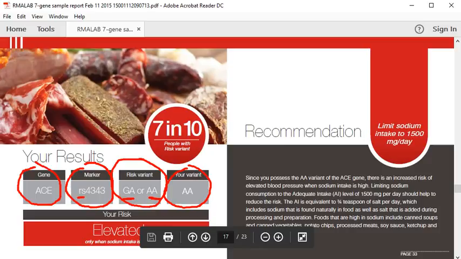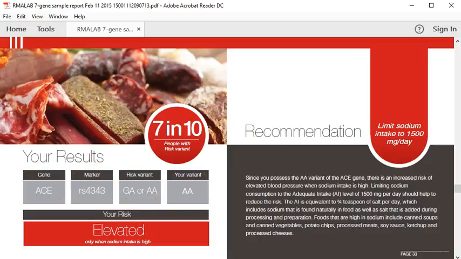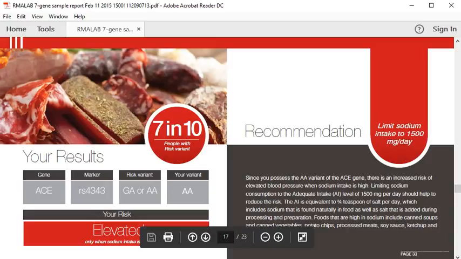So this person's variant is AA, so they do have an increased risk and should limit their sodium. This is one of those examples where it's helpful to consider that their risk is elevated. Their risk for high blood pressure is elevated only when sodium intake is high. So again, thinking about terminology with nutritional genomics, it's the interaction of sodium with their genes, based on their genotype, to affect a health outcome such as blood pressure.